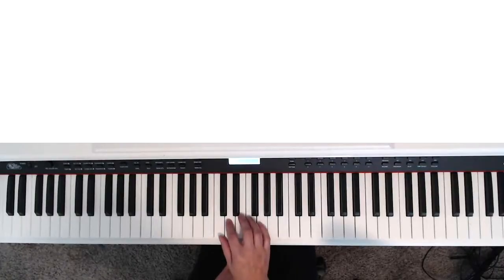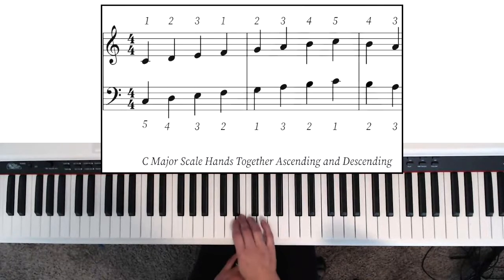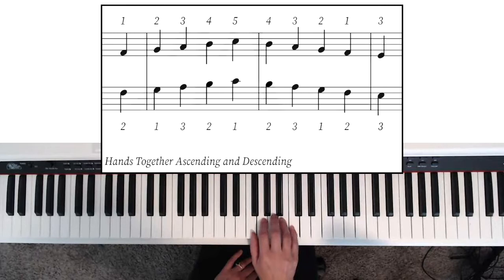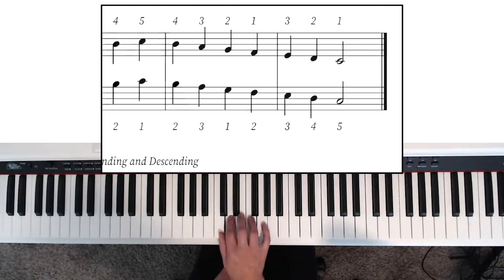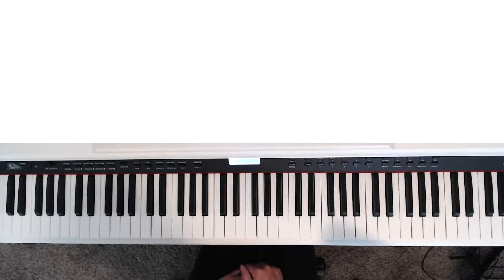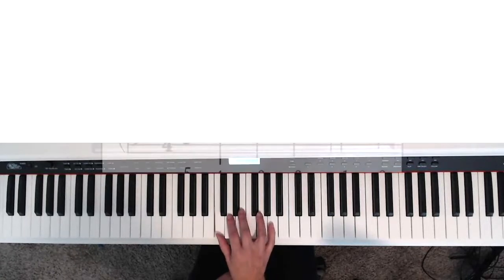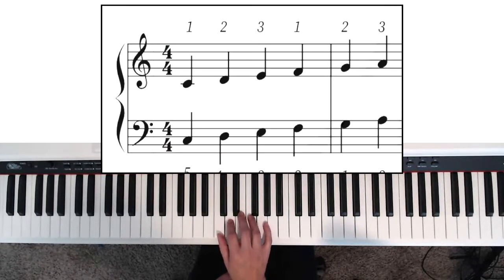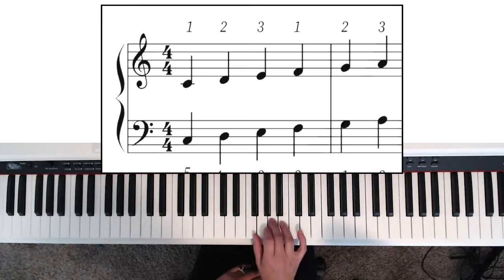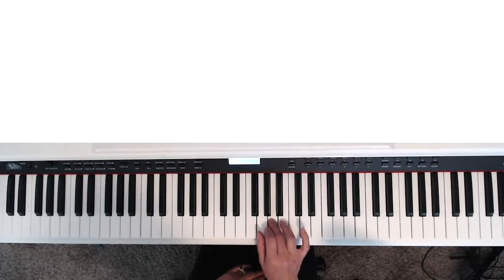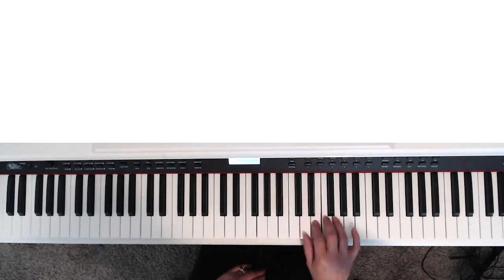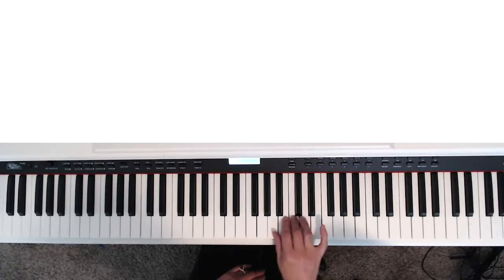The relative major of A minor is C major. The scale has no sharps and no flats. How we find the relative minor, there are two ways. The first way is you can count up 6 notes, starting with the root of C major. 1, 2, 3, 4, 5, 6. The 6th note in C major is A. And from there, you can then find your A minor scale.